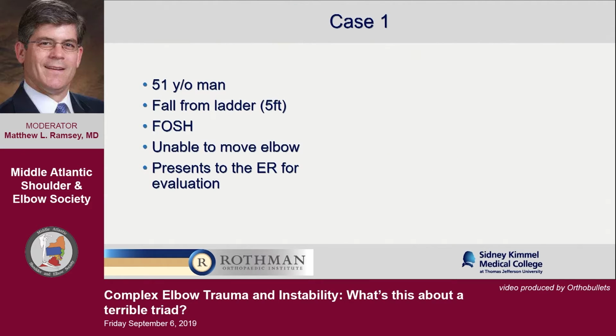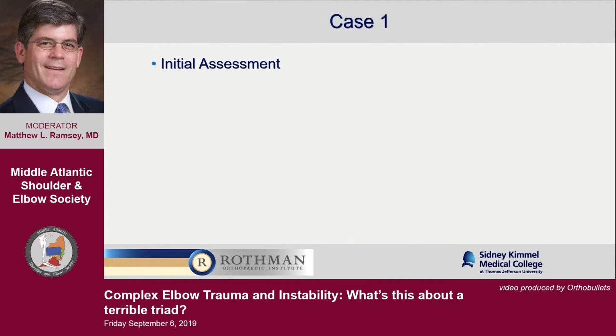So the first case, a 51-year-old gentleman, fell from a ladder 5 feet. He was painting, hit the trim at the ceiling of his house, fell onto an outstretched arm, and was unable to move the elbow. He presents to the ER for evaluation. So initial assessment, what do you look for when you first evaluate the elbow, before you even get x-rays, or are x-rays the first thing you get? We're going to save the big questions for Dr. Mori, so we'll start. Joaquin, how do you assess a traumatic injury to the elbow?